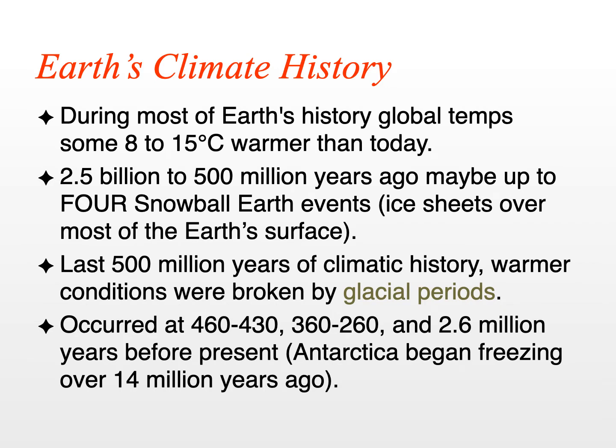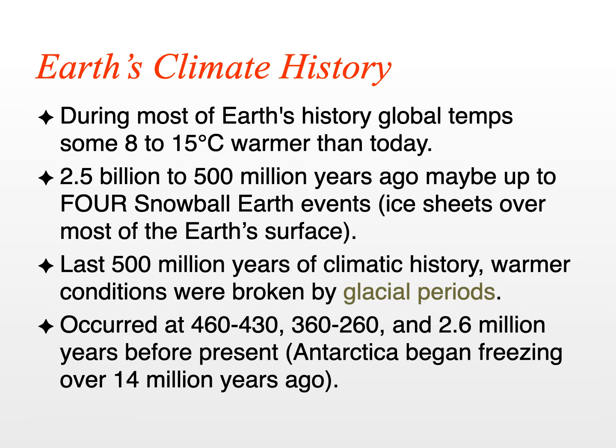During the last 500 million years of climatic history, warmer conditions were broken by glacial periods. And so what I'm getting at is that for the most part, over the last 500 million years of Earth's climate history, warmer than average temperatures relative to today existed. There were these glacial periods.